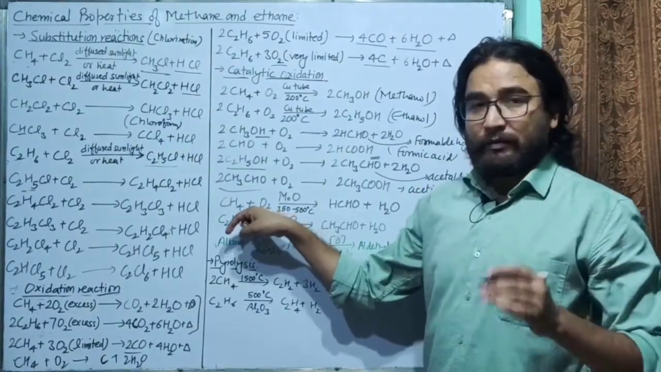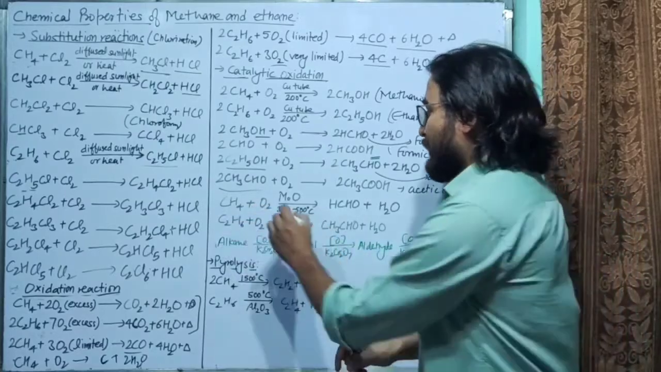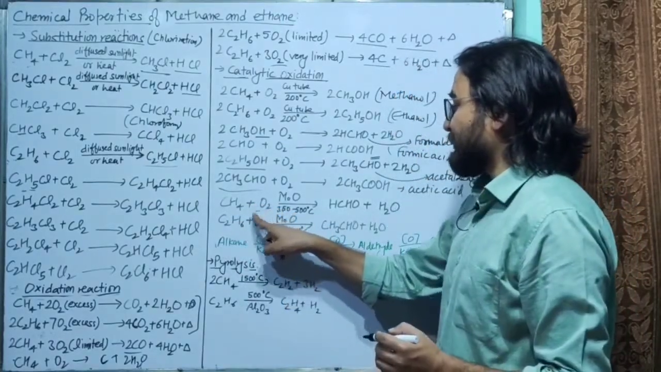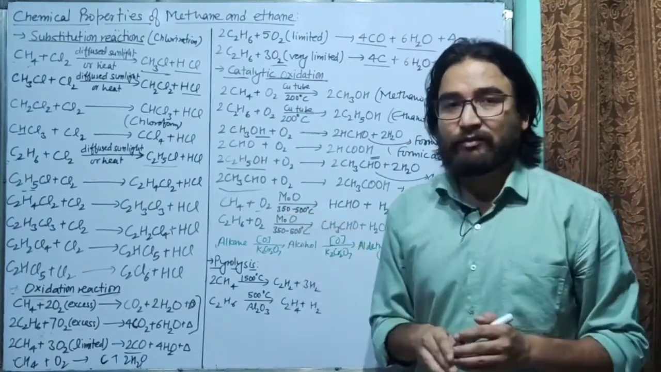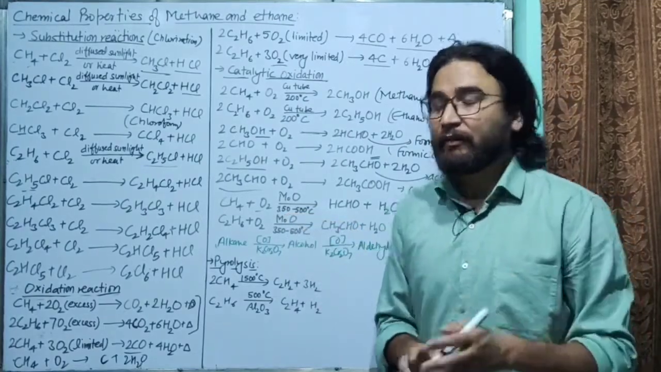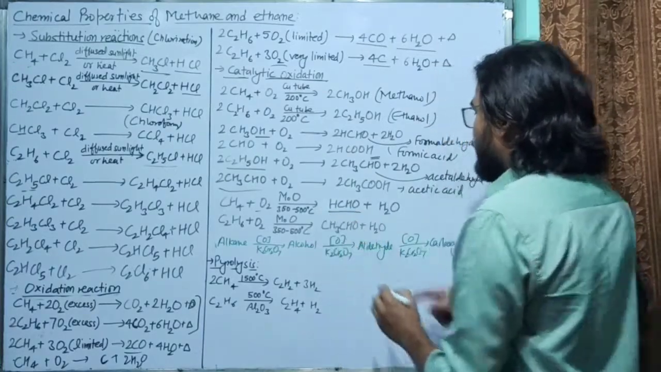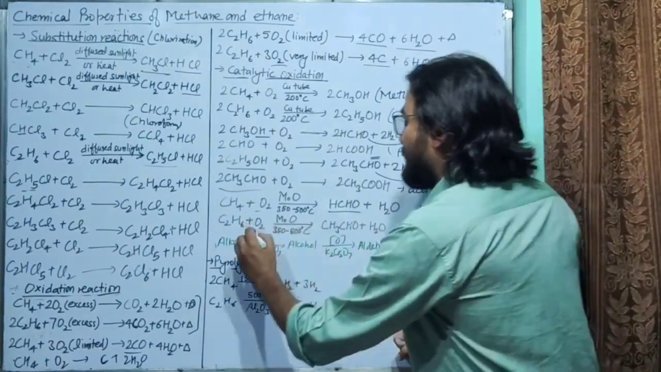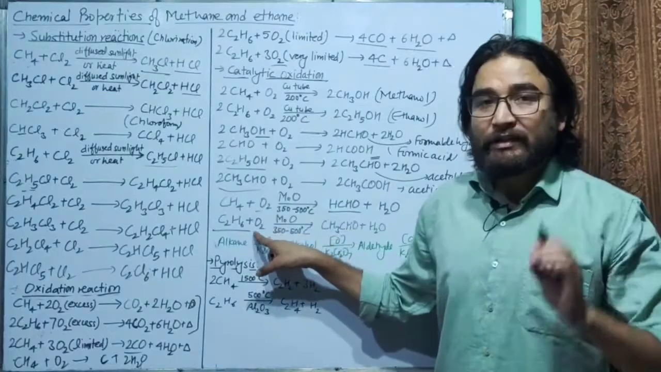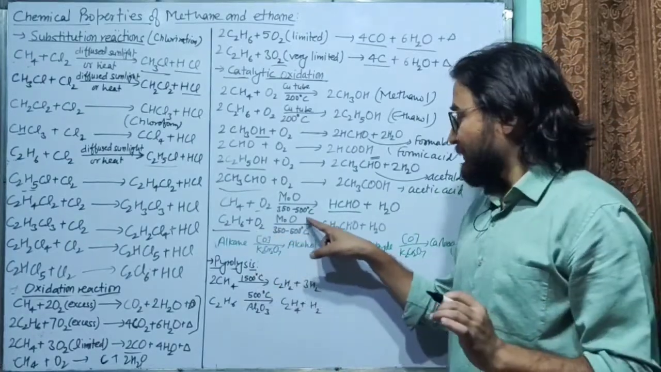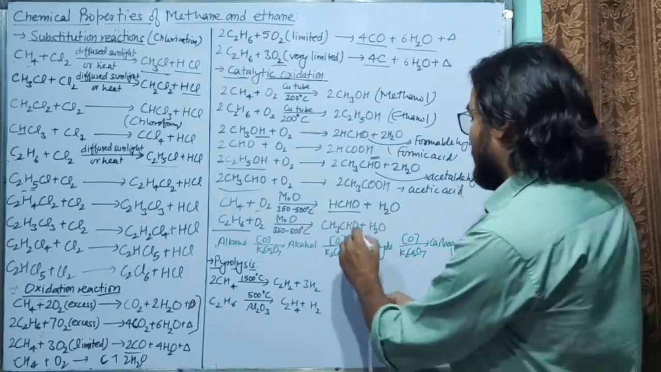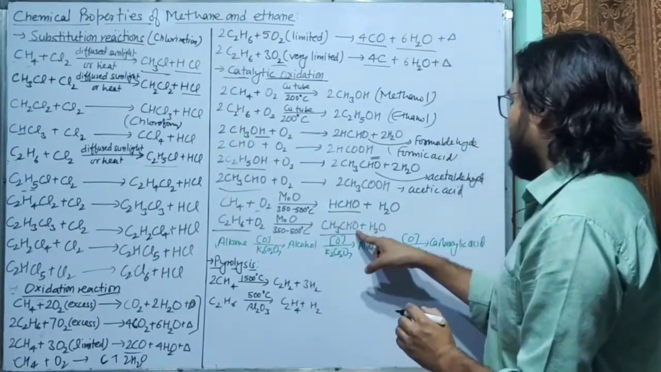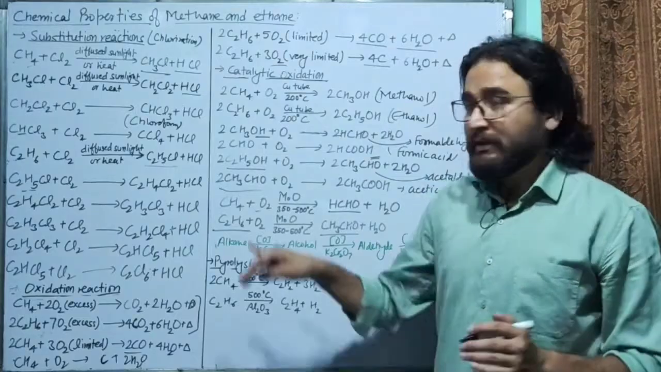Similarly, CH4, that is methane, on reaction with oxygen in the presence of molybdenum oxide at 350 to 500 degrees Celsius, this is another type of reaction. It is directly converted to formaldehyde. Similarly, ethane on reaction with oxygen with the catalyst molybdenum oxide at 350 to 500 degrees Celsius will form acetaldehyde.